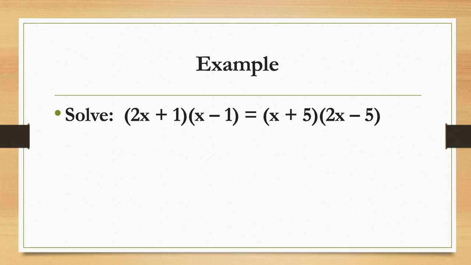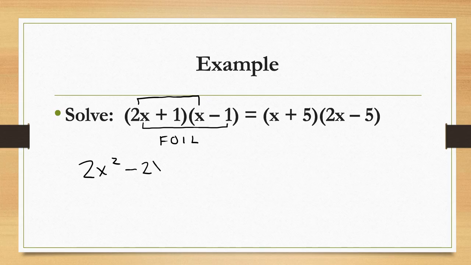So at this point, we're going to really quickly review the FOIL method. Remember that the FOIL method gives you a procedure to distribute when you have parentheses like 2x plus 1 times x minus 1. So recall that the F in FOIL stands for the first terms. So I'm going to multiply the 2x times the x, and that's going to give me 2x squared. The O stands for the outside terms. So that's going to be the 2x and the negative 1. So 2x times negative 1 is going to be minus 2x.